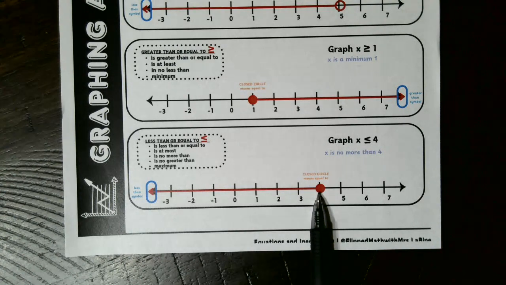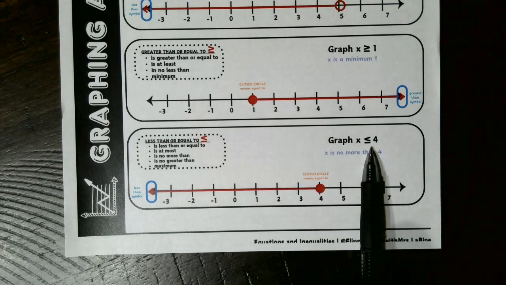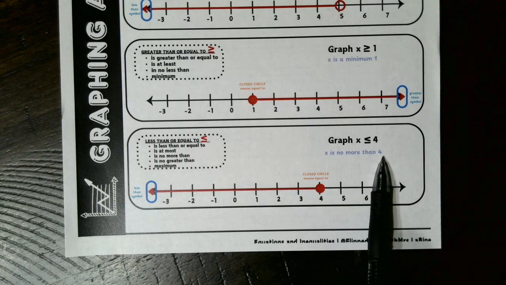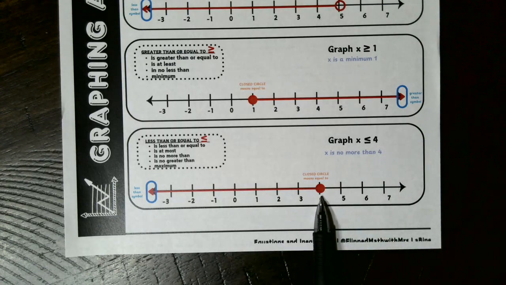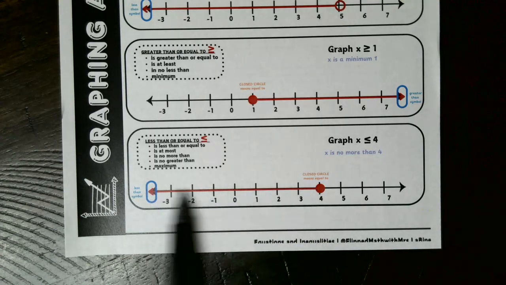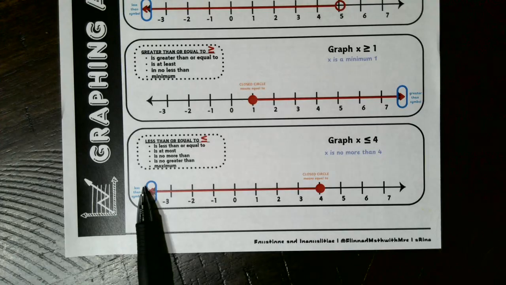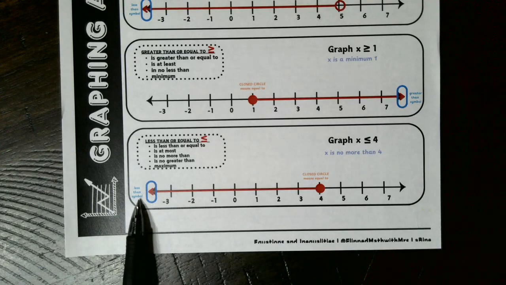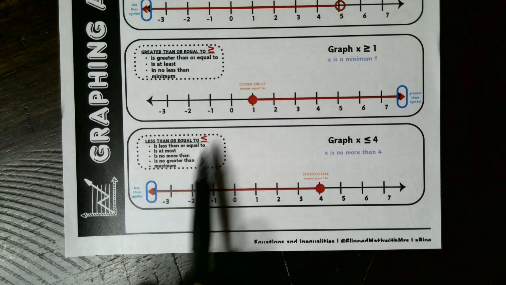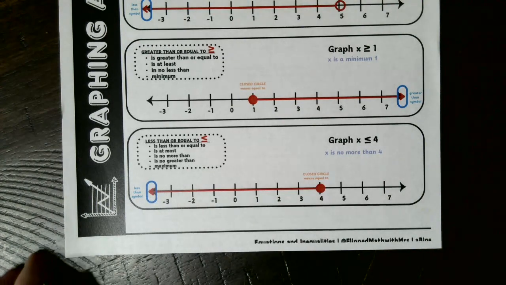My circle is going to be a closed circle because that means it is equal to, and that is what this tells me. It tells me that x could be 4, but it could be less than 4. It's no more than 4. So it could be 4, but it could be something all the way at the end. It could be negative 100. I have no idea. So I'm going to close my circle at 4 and I'm going to go down on the number line. And then my less than symbol is going the right direction. So that shows me I am doing the right thing.